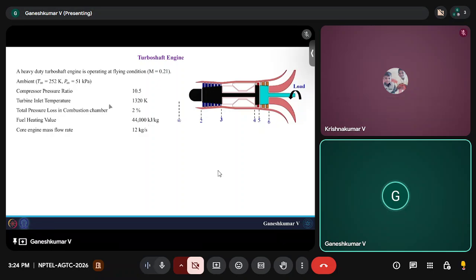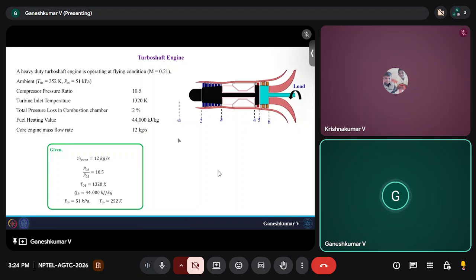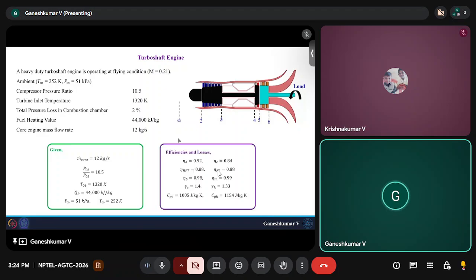So, the turbine inlet temperature is 1320 Kelvin. Total pressure loss in the combustion chamber is 2%. The fuel heating value is 44,000 kilojoules per kg. And the core engine mass flow rate is 12 kilograms per second. Okay. And these are the given parameters, and there are also efficiencies associated with each component. For example, you have a diffuser efficiency of 92%, HPT turbine efficiency of 88%, burner efficiency of 98%.